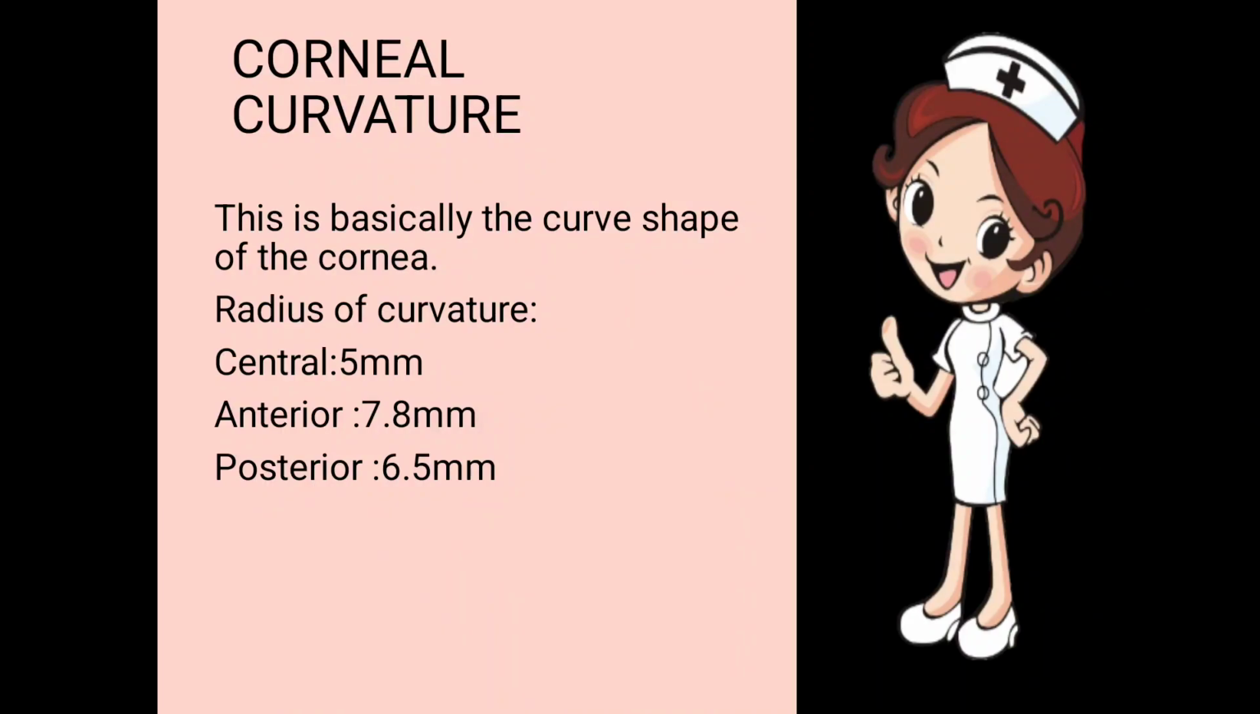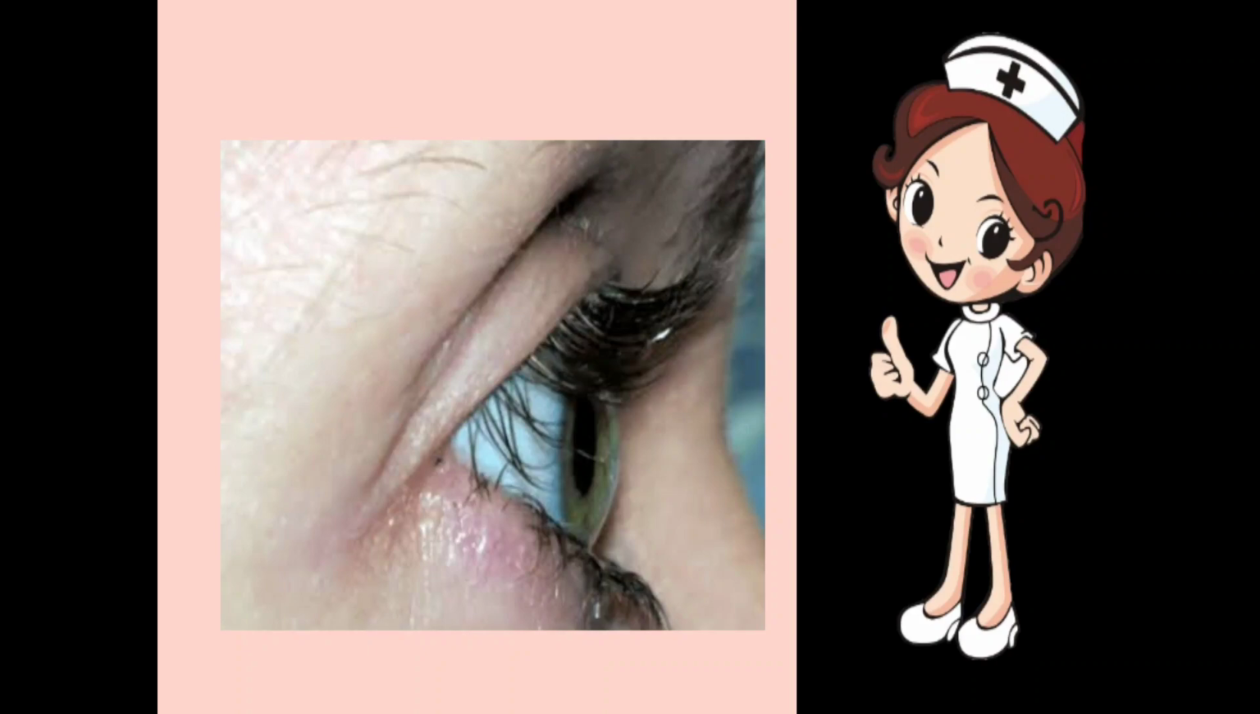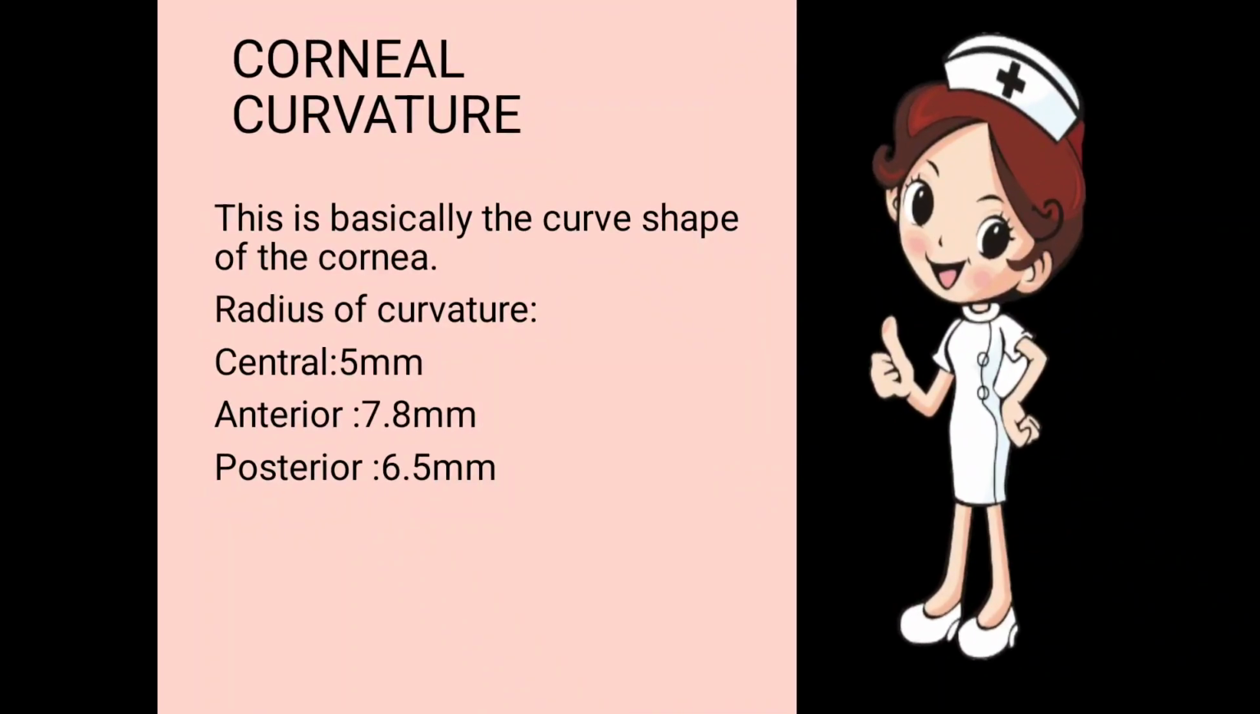Next one is the corneal curvature. It is basically the curve shape of the cornea. As we all know, this one is the cornea, the transparent part which is present here. Next one is the radius of curvature, and the IOL Master also gives information about this. From the center, the radius of curvature is 5 mm. Anterior means from the outside and posterior means from inside.